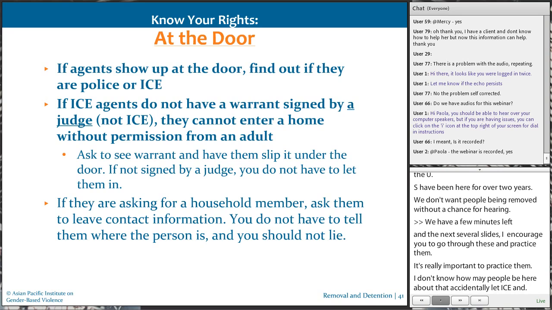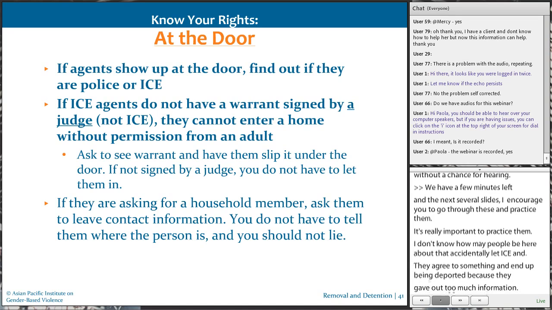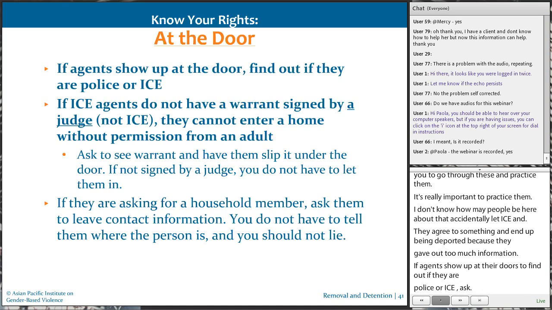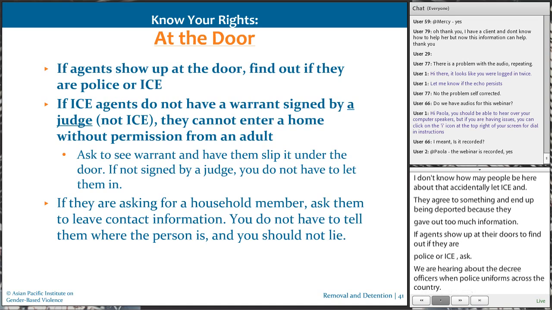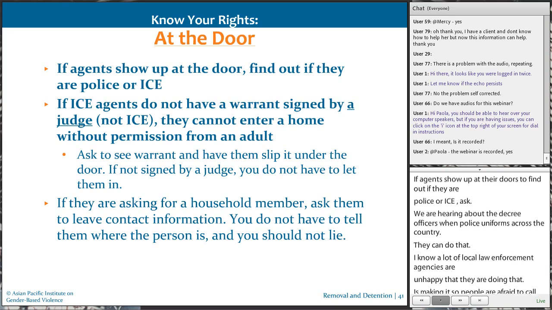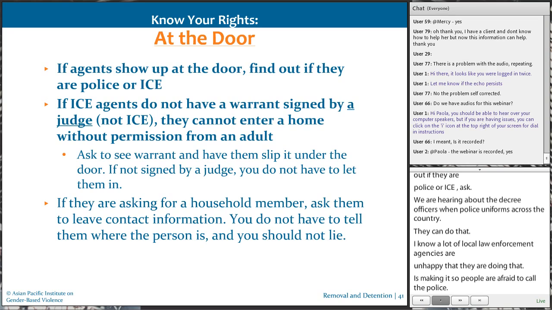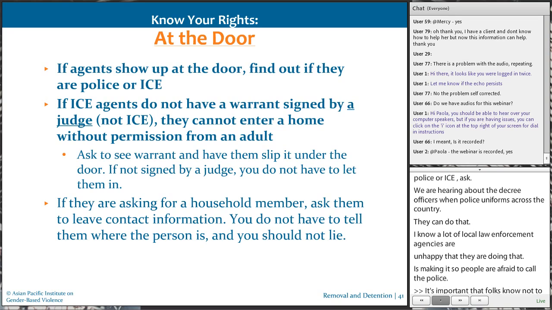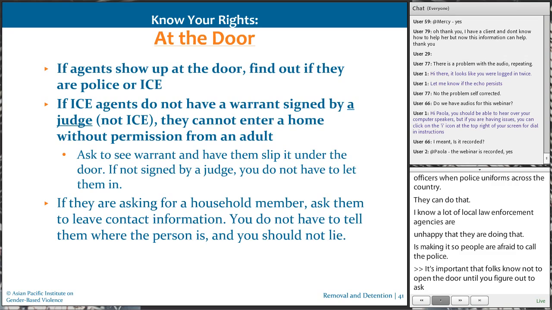If agents show up at people's doors, ask to find out if they're police or ICE. Certainly we are hearing about ICE officers wearing police uniforms across the country. They can do that. I know that a lot of local law enforcement agencies are very unhappy that ICE is doing that, because the level of fear that's striking in the community is making people afraid to call the police, of course. So it's really important that folks know not to open the door until they can figure that out. For example, ask that the information be shown through a window, through a peephole, or, if there's paperwork, to be slipped under the door.